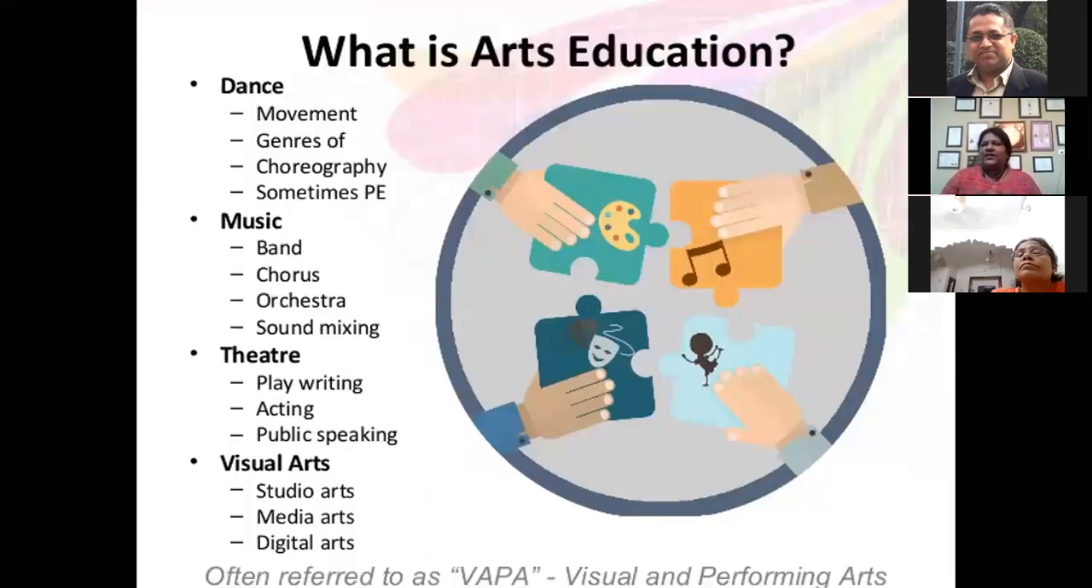Yes, so when we say arts education, it is about dance, music, theater and visual arts. When you say dance, it is not necessary that it has to be one thing; it can be different genres, choreography, even physical education, yoga, everything comes under dance. Any kind of movements in the classrooms comes under dance. Music: sound mixing, orchestra, chorus, band. All these things can be brought into your classroom situation. I'll give certain examples of how you can integrate this in your teaching. Theater: playwriting, acting, public speaking, doing a small skit in the classroom, all this can help.